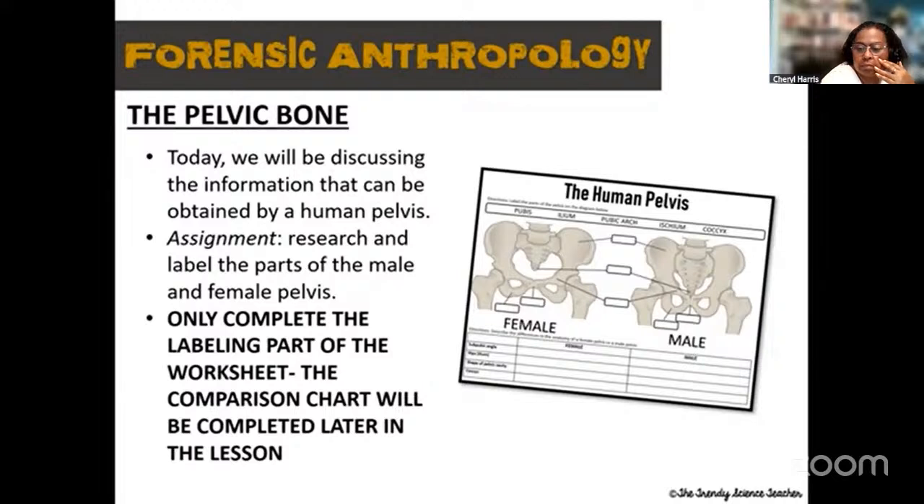So if you have this worksheet, if you're in my class, I want you to pause the video and just do a Google search to try to determine where these different parts are located in the female and male pelvic region. And then what are some specific differences between the female pelvic bone and the male pelvic bone.